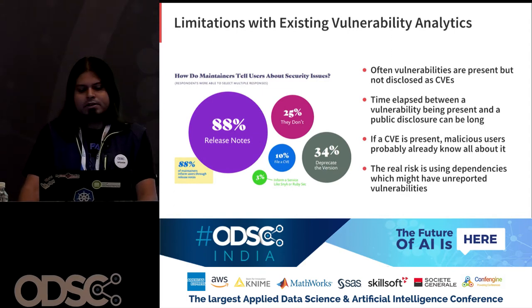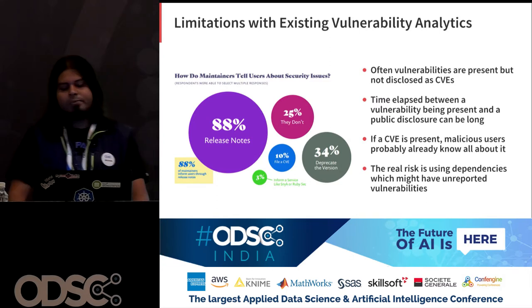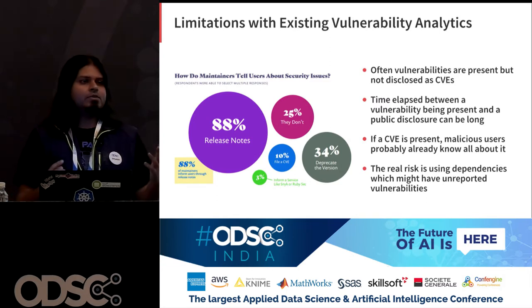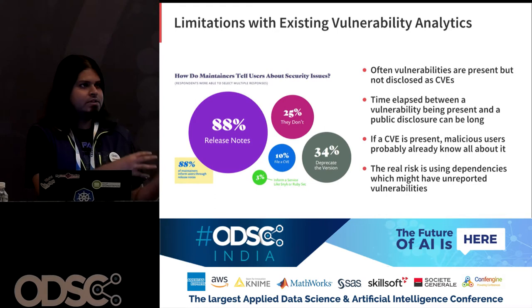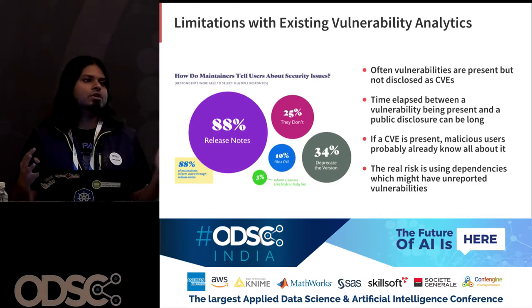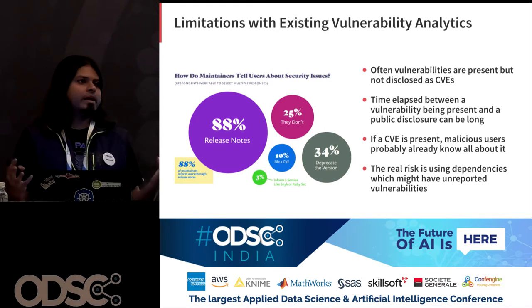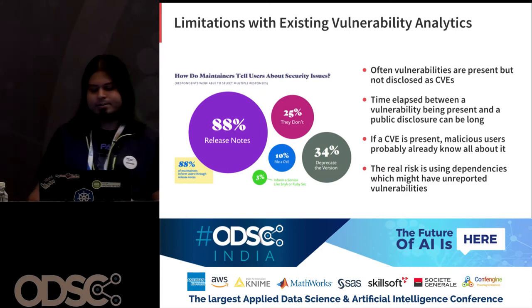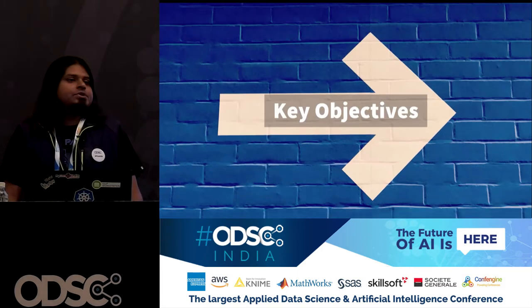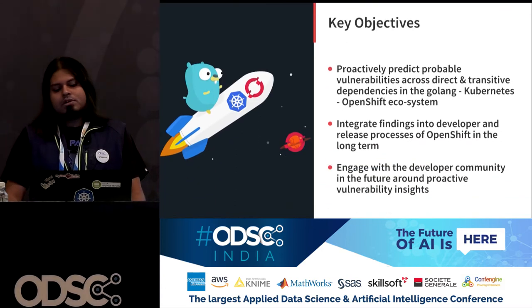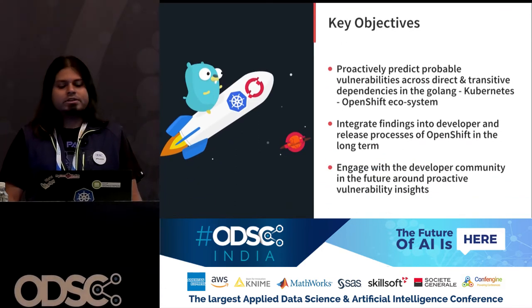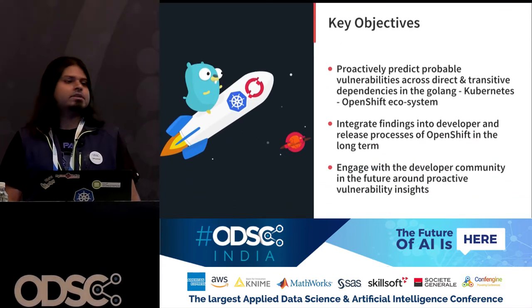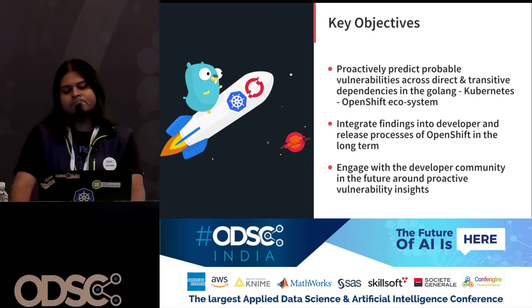And one of the other key limitations of the existing vulnerability analytics is that the time elapsed between when a vulnerability exists and when it's disclosed is huge. So between that time, a lot of damage can be done to your own enterprise. So what are the key objectives for us here? We focus on Red Hat products and trying to keep them safe and secure. That is our go-to thing to focus on.